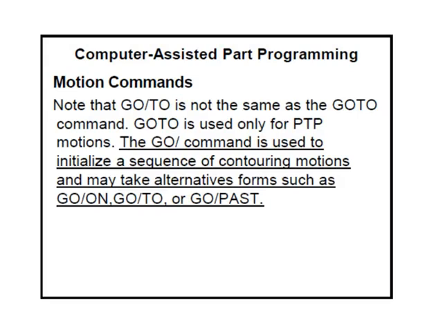Next, GO slash TO is not the same as the GO TO command. GO TO is used only to represent point-to-point motion. The GO slash command is used to initialize a sequence of contouring motion and may take alternative forms such as GO slash ON, GO slash TO or GO slash PAST.